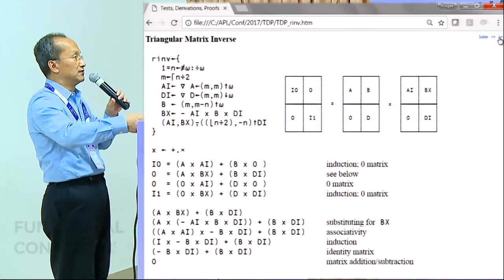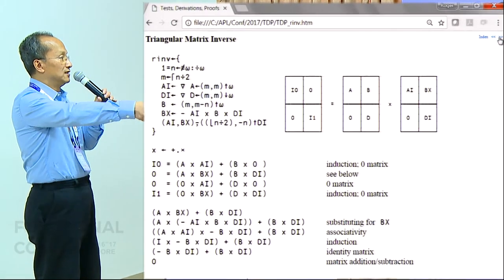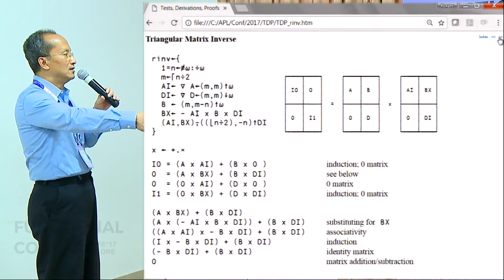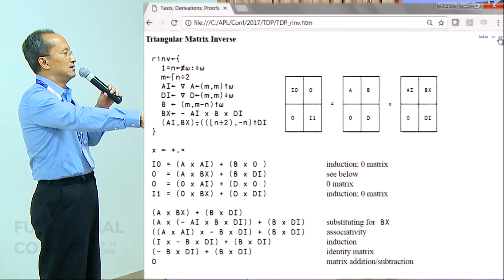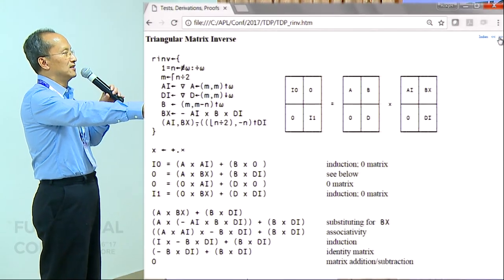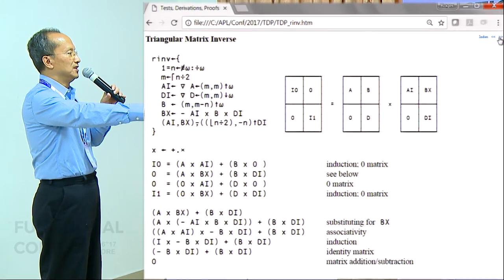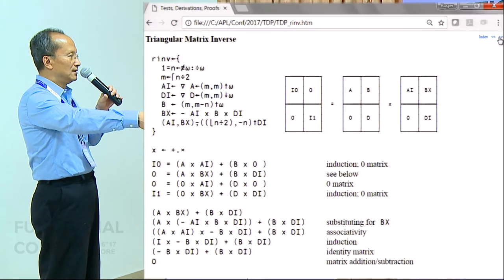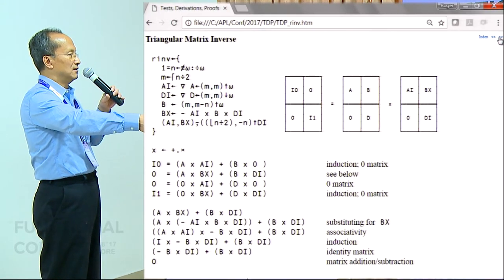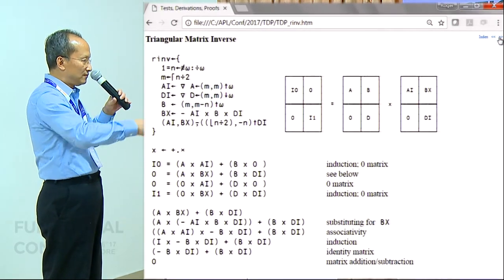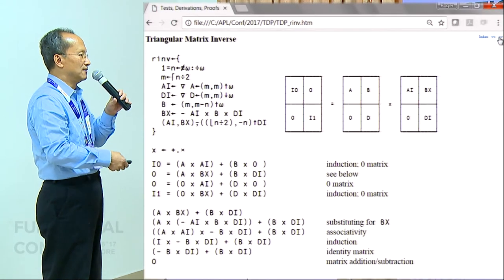Anyway, to prove that this algorithm is correct, we need to verify that the four block matrix equations are correct. The first one, you know, this. Because it's a 2x2 matrix of matrices, when you do the inner product there'll be four possible entries, but they're block matrices. You can verify that these steps are correct.